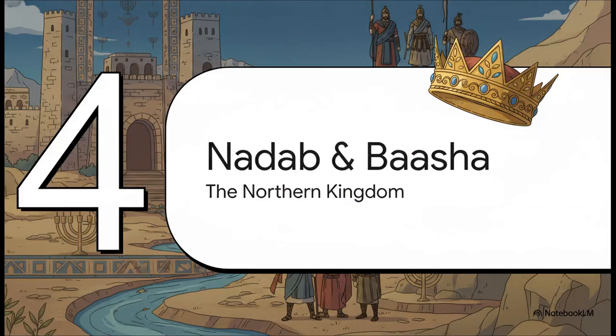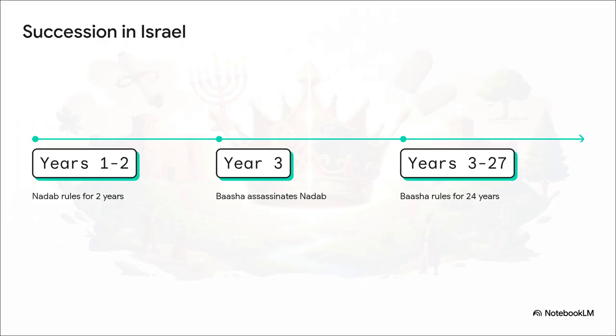Section 4. Nadab and Baasha of Israel. Okay, before we jump completely up north, verses 23 and 24 summarize the rest of Asa's life, noting that in his old age his feet became diseased and he was eventually buried with his fathers, leaving behind a massive 41-year legacy of stability. But up north, it is a completely different story.